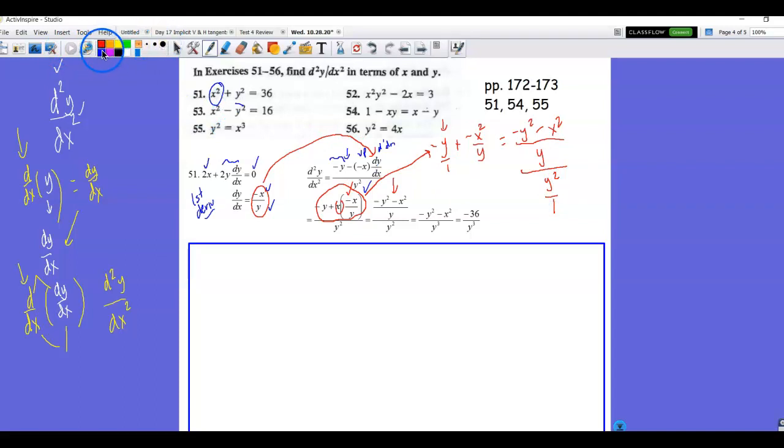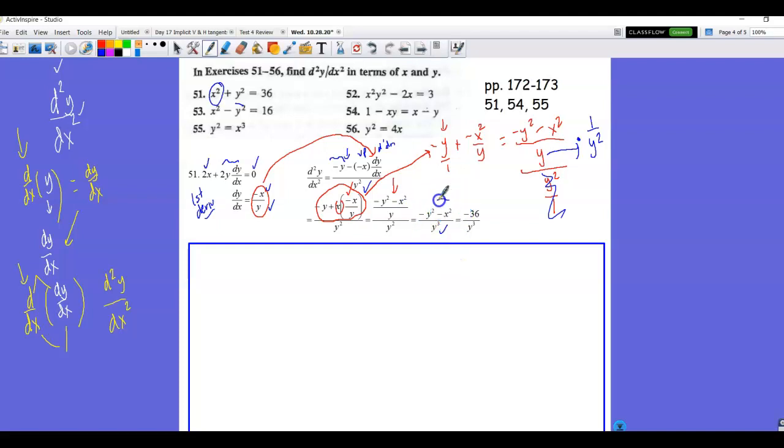And so we know when we divide fractions, we multiply by the reciprocal, so that becomes multiply by 1 over y squared. So that's gone. And y times y squared gives me the y cubed right here.